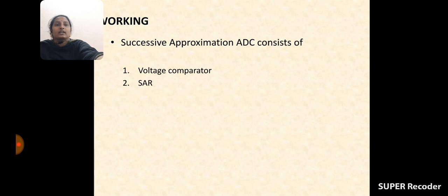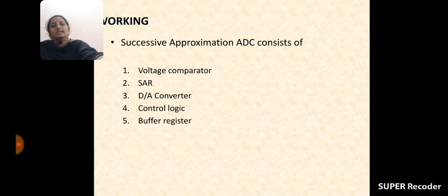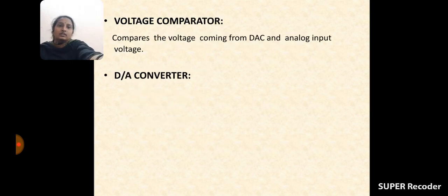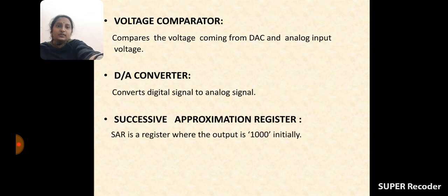See here in the slide, whatever I explained is there in the slide. Successive approximation A to D converter consists of what? The main blocks are the voltage comparator, successive approximation register, D to A converter, control logic, and buffer register. And coming to the next one, I already explained all the things.